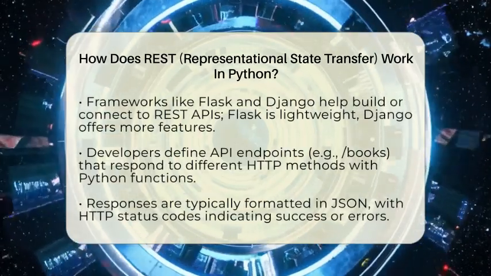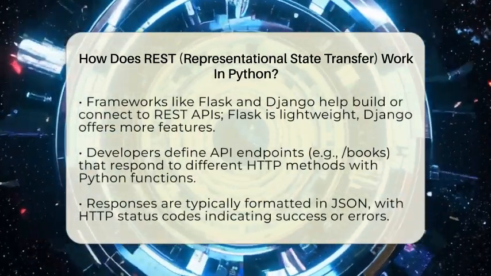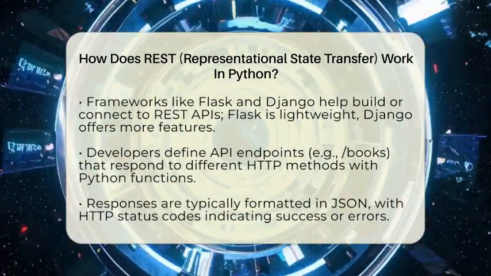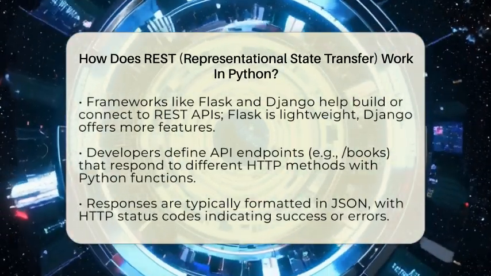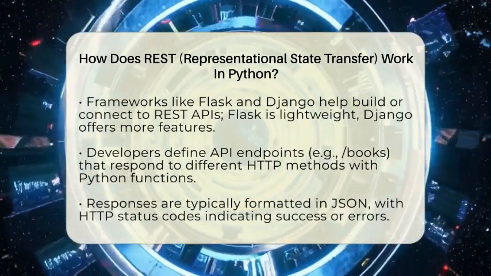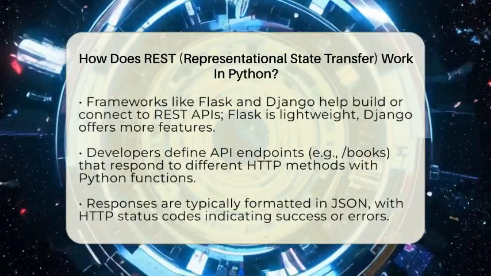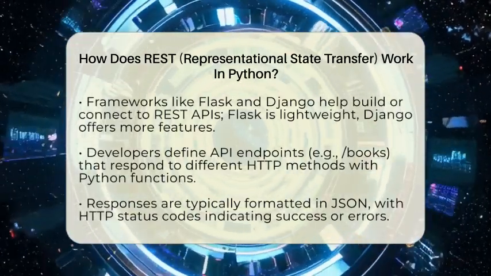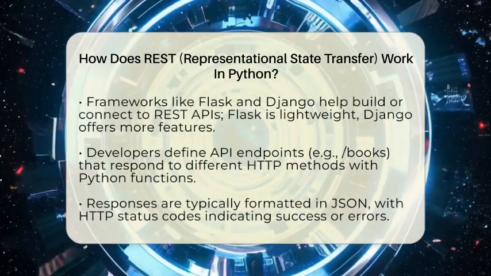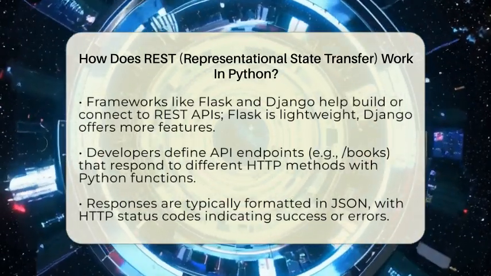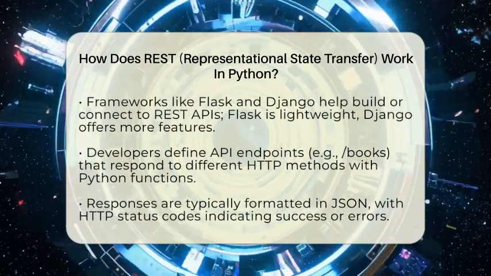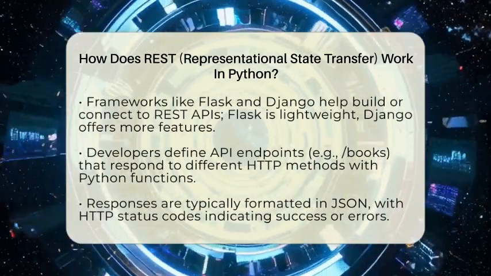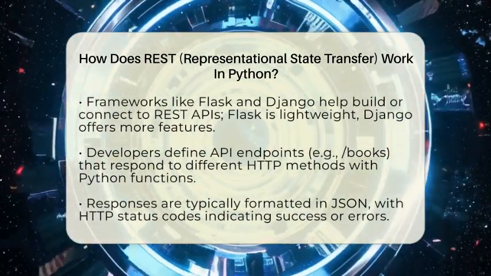To get started, you install Python and libraries like Flask or Django REST framework. For Flask, you might also add extensions like Flask RESTful to make creating APIs simpler. Next, you define API endpoints, which are specific URLs that your Python code will respond to. For example, you might create an endpoint called Books to manage a collection of book records. Each endpoint can handle different HTTP methods.